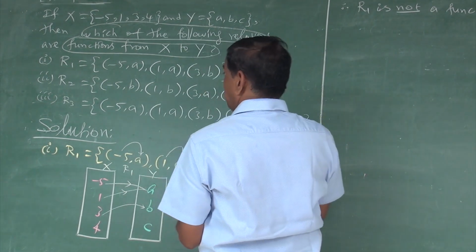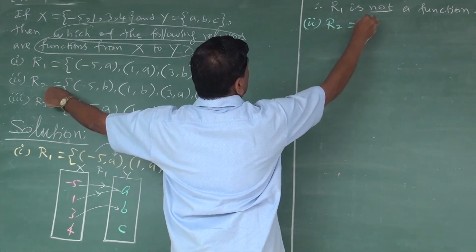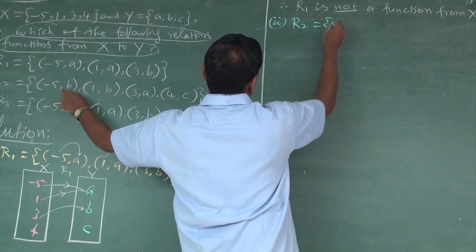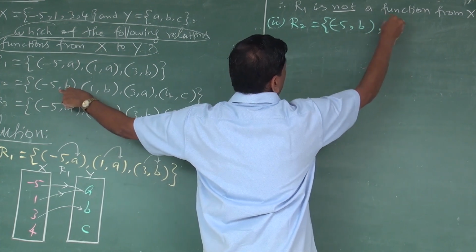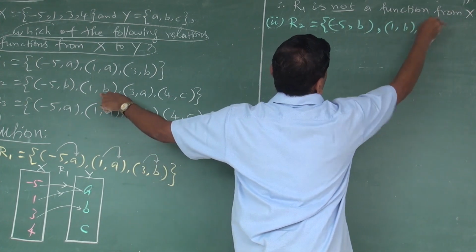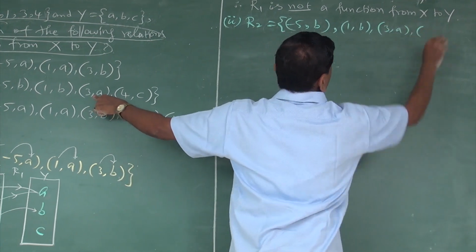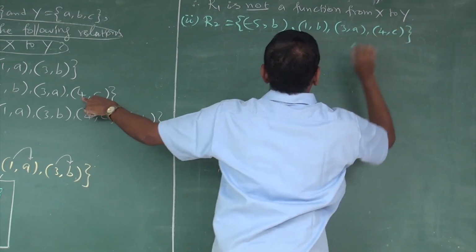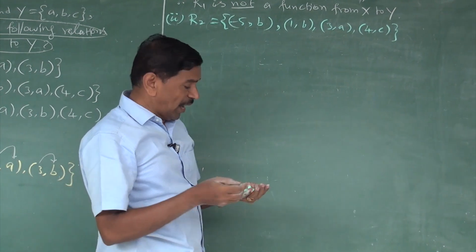Okay, now come to subdivision 2. Subdivision 2 is given by R2 is the relation. What are the elements of R2? Minus 5 comma B, next element 1 comma B, next element 3 comma A, next element 4 comma C. Complete the flower bracket. To answer whether R2 is a function or not, first let us draw the arrow diagram.